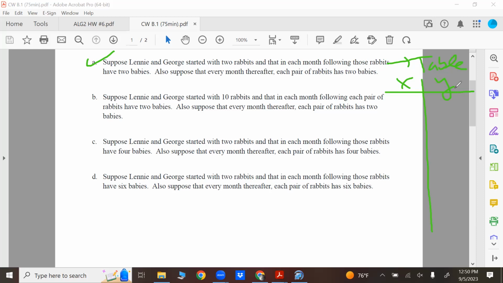So we're interested in number of rabbits, obviously, right? What's the other variable that we need to play around with? The month, time, totally, perfect. So we'll let X be the number of months, and let Y be the number of rabbits. So whenever you're dealing with a scenario that you're not really sure how to make sense of, make a table.